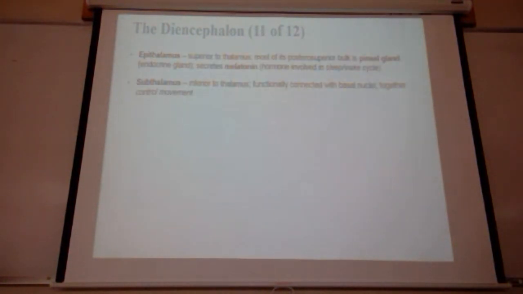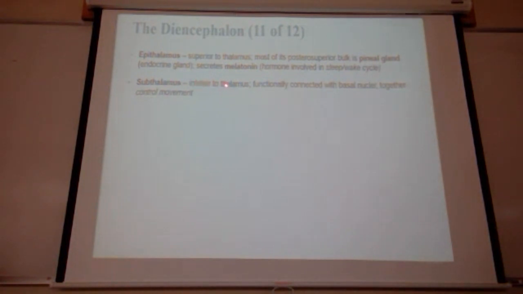The epithalamus is superior to the thalamus. Most of its posterior superior bulk is the pineal gland, which secretes melatonin, the hormone involved in the sleep-wake cycle. Some of you may go into the General Nutrition Center or to the Walmart and get you a melatonin supplement if you have trouble sleeping.